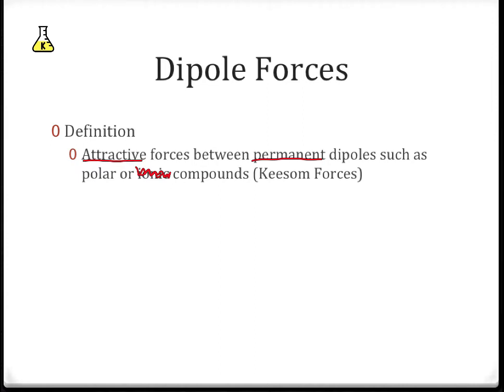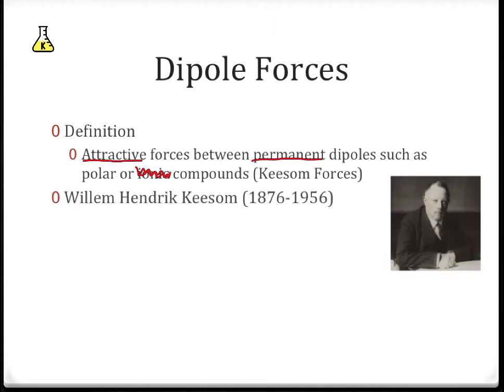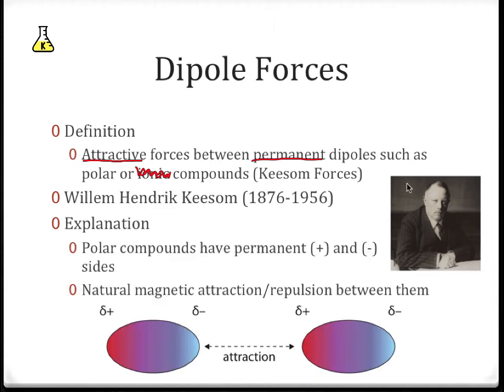These forces are sometimes also referred to as Keesom forces, and just like with van der Waals forces and London dispersion forces, that is due to the fact that there is a scientist by the name of Willem Hendrik Keesom, 1876 to 1956, that is primarily credited with the discovery and the characterization of what dipole forces actually are. The explanation for dipole forces is significantly easier than the explanation for dispersion forces.